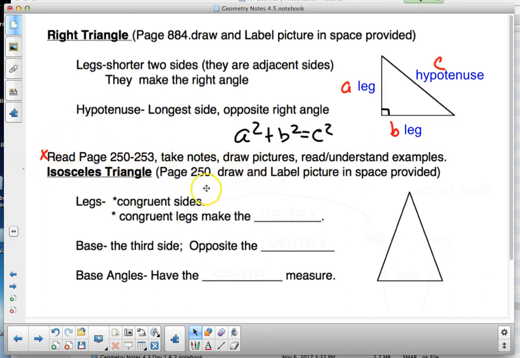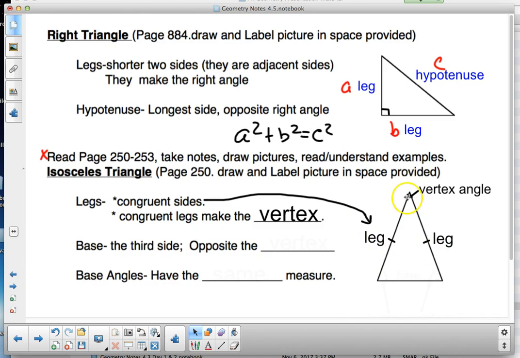The isosceles triangle, which we have side by side with the right triangle, has legs too. The legs are congruent, and the congruent legs make the vertex. This is the vertex angle. These legs that make the vertex angle are congruent. In an isosceles triangle, there are two sides that are congruent, and those congruent sides make the vertex angle.